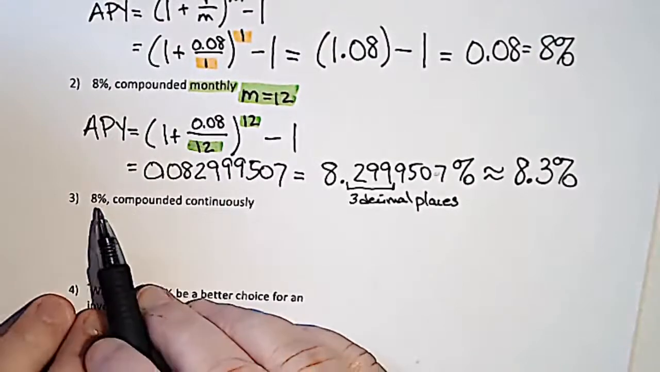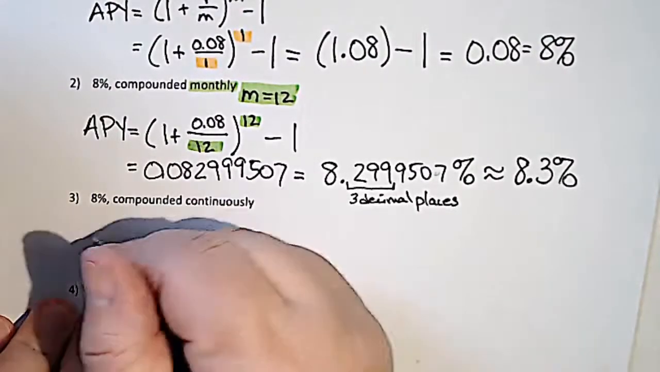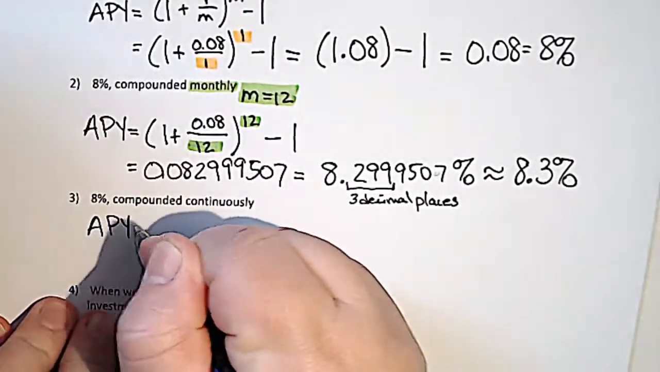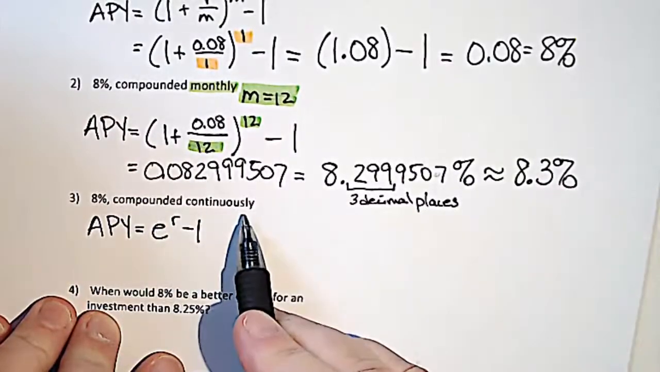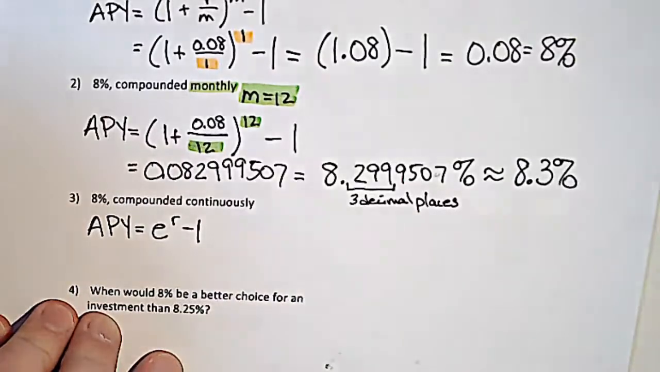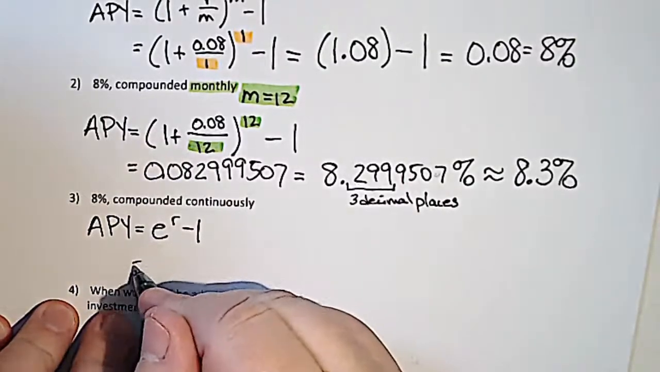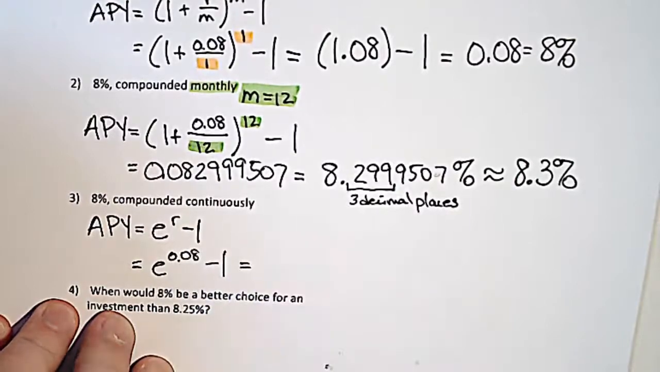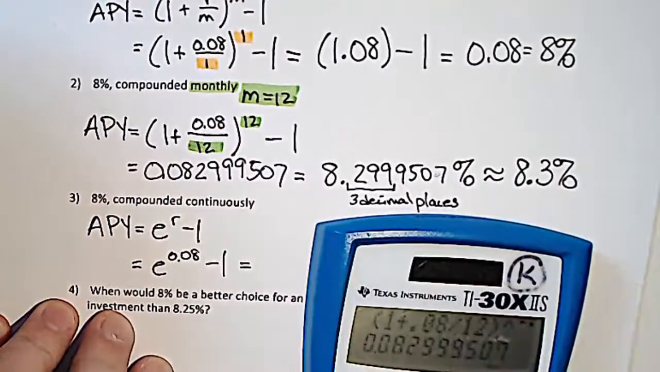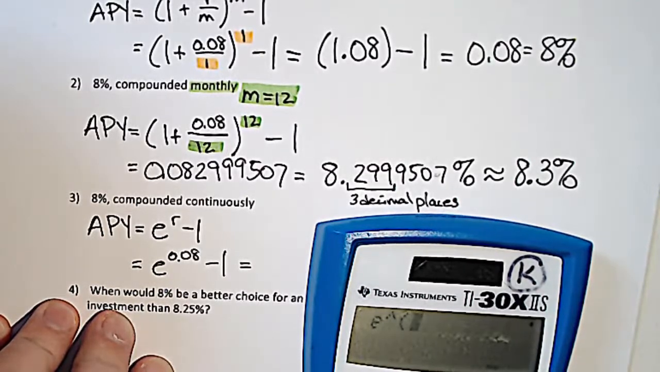What if we do 8% compounded continuously? Well, this one is the easier formula. E to the R minus 1 because we're in continuous land, so we're in exponential land. So that's going to be e to the 0.08 minus 1. Where is it? I've lost it. There we go. E to the 0.08, close my parentheses.